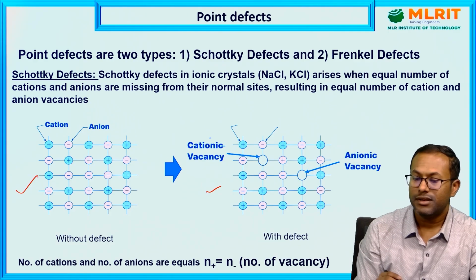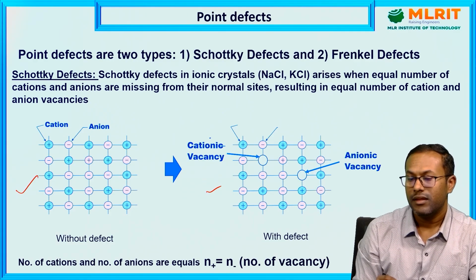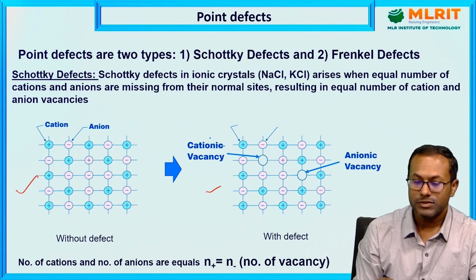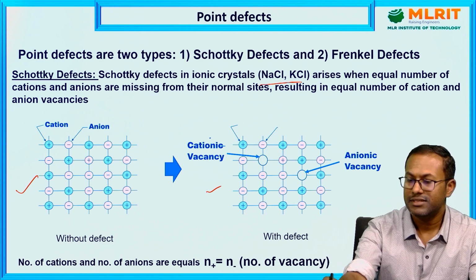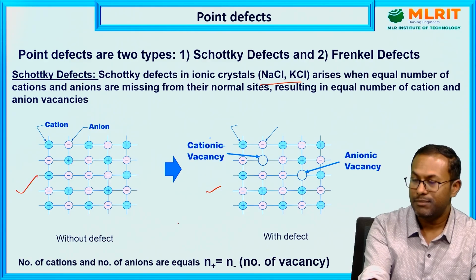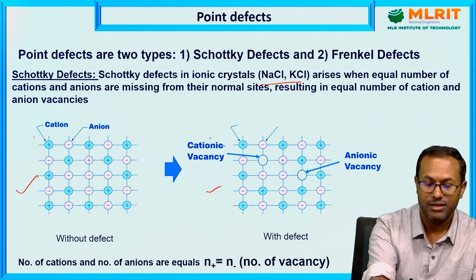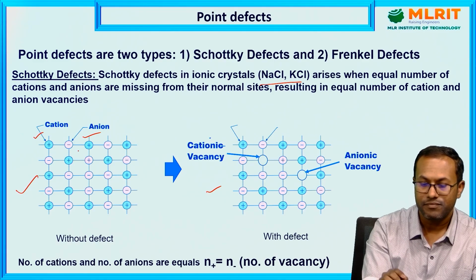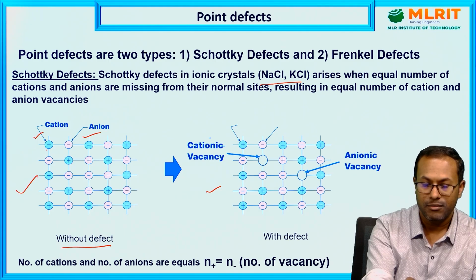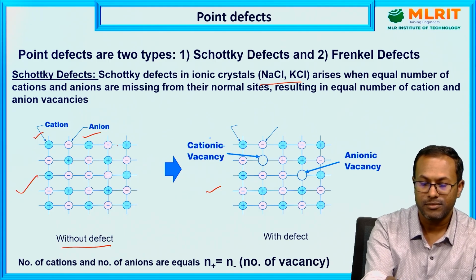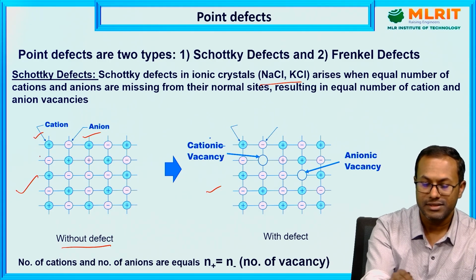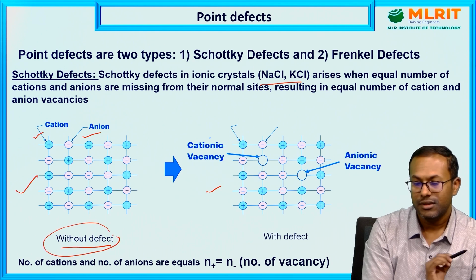A Schottky defect occurs usually in ionic crystal systems, for example NaCl or KCl. Here Na+ and Cl- are present. Suppose it is the NaCl structure. Na+ is basically called the cation, and negative Cl- is called the anion. This is the symmetric structure of the NaCl crystal without defect. It is symmetric: positive Na, negative Cl, again positive, negative. In this way, total symmetry is there, without defect.